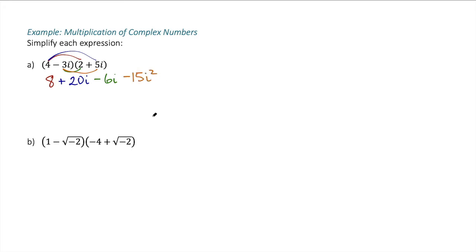15i squared. And anytime we see a power on i, we know that we can simplify it. i squared is negative 1. And so this becomes, we've got our 8. We can combine these two things. That's plus 14i. But then this thing right here becomes a positive 15 because i squared is negative 1. So this is now plus 15.